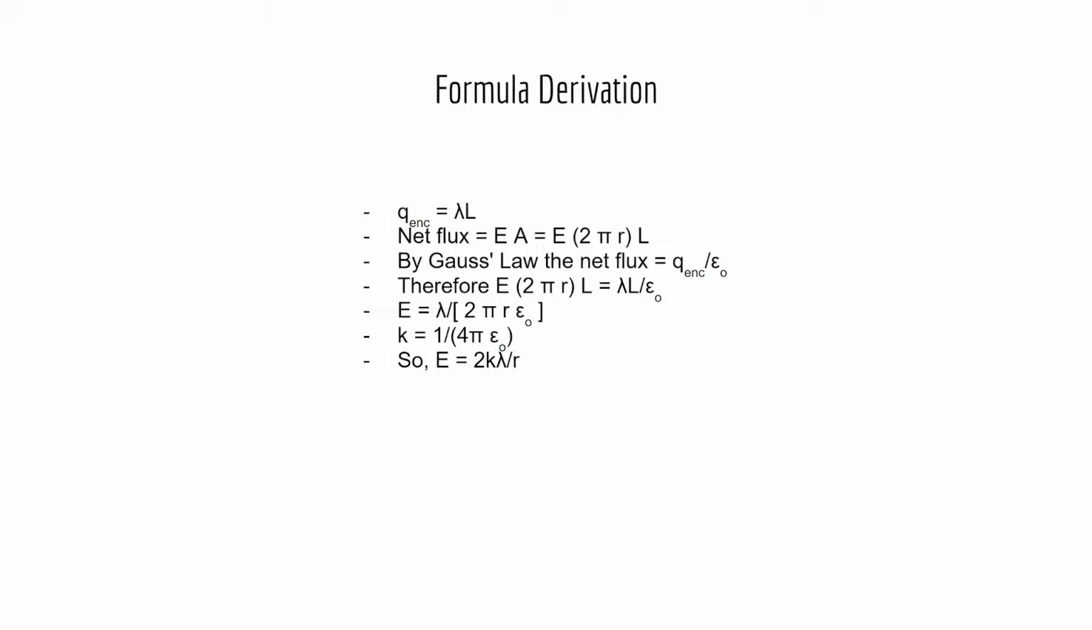Because k equals 1 divided by 4 pi epsilon naught, this can also be written as electric field equals 2k lambda divided by r. The electric field is proportional to the linear charge density, which makes sense, as well as being inversely proportional to the distance from the line. Now that we have our formula, we can solve for any electric field of a long line of charge.